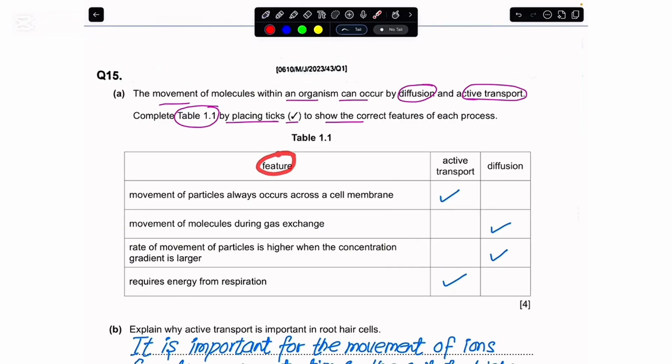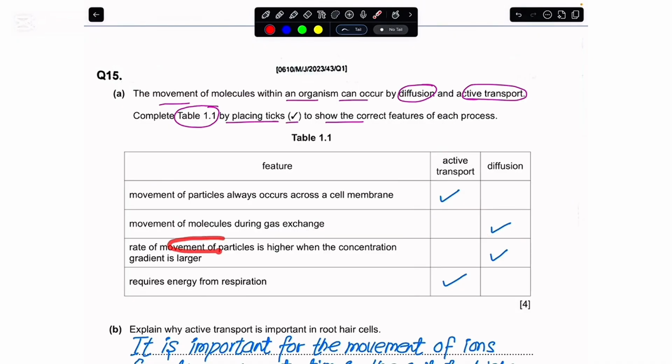So we have the feature here, we have active transport here, we have diffusion here. And they say movement of the particle always occurs across a membrane. So the word always basically implies that we need to put a tick here because the diffusion can happen across a membrane, but the presence of the membrane is not an obligation for the diffusion process. They say movement of the molecules during gaseous exchange. So the gaseous exchange always is by diffusion.